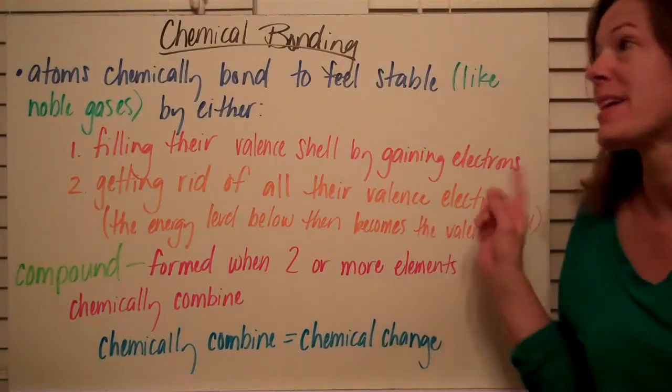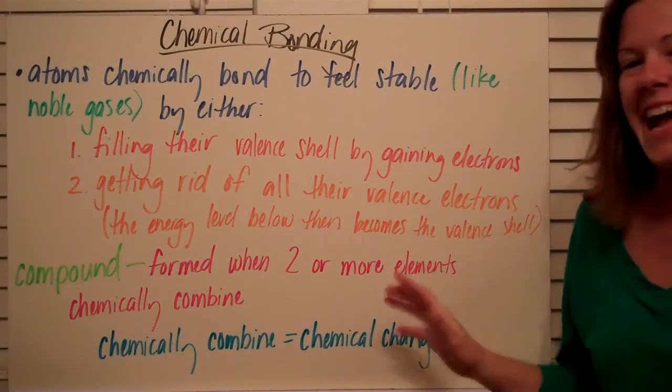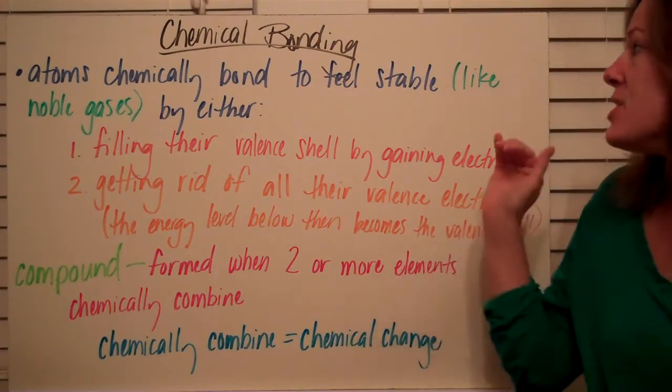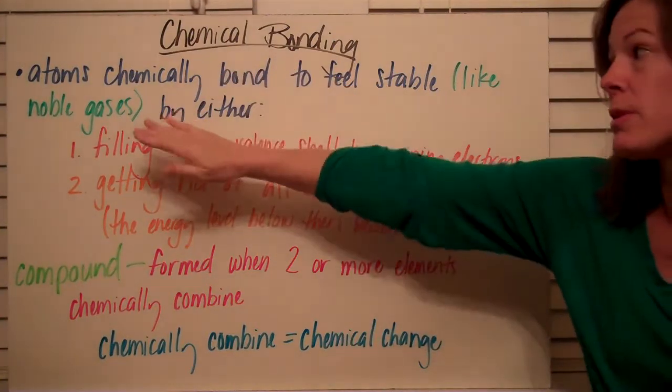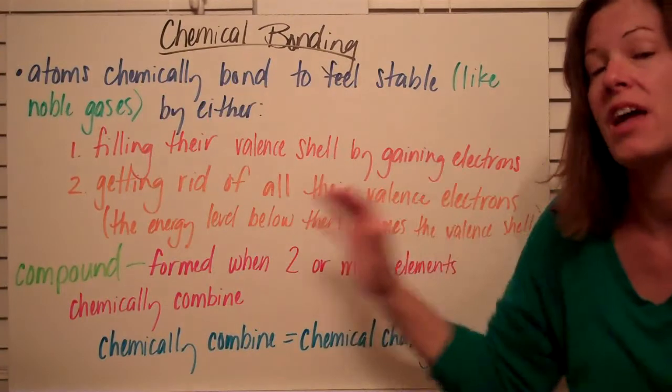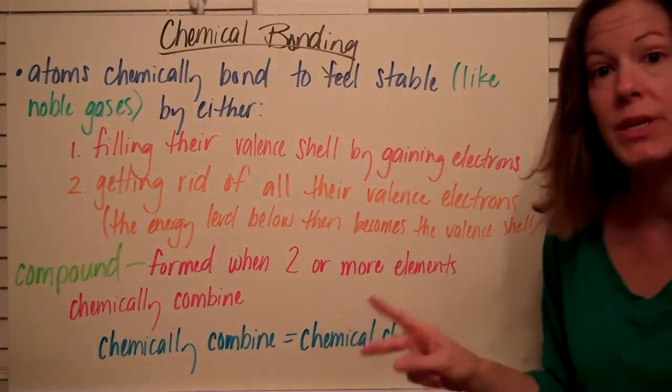Okay, this video is all about chemical bonding. The reason that atoms bond with each other is so that they can feel stable. Remember, they want to be like noble gases. They want to have 8 valence electrons. There's 2 different ways that they can do that.